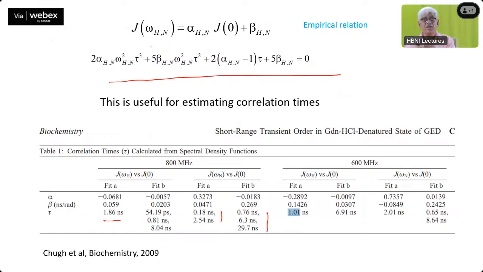This will give you a distribution of correlation times in your protein, how flexible it is. Of course, this is not telling you which region of the protein is flexible. This is telling you what correlation times are contributing to flexibility. Region-wise, you obtain that directly from looking at the spectral density functions and the variations in R1, R2 and NOEs. But this is giving the quantitative numbers for the correlation times.